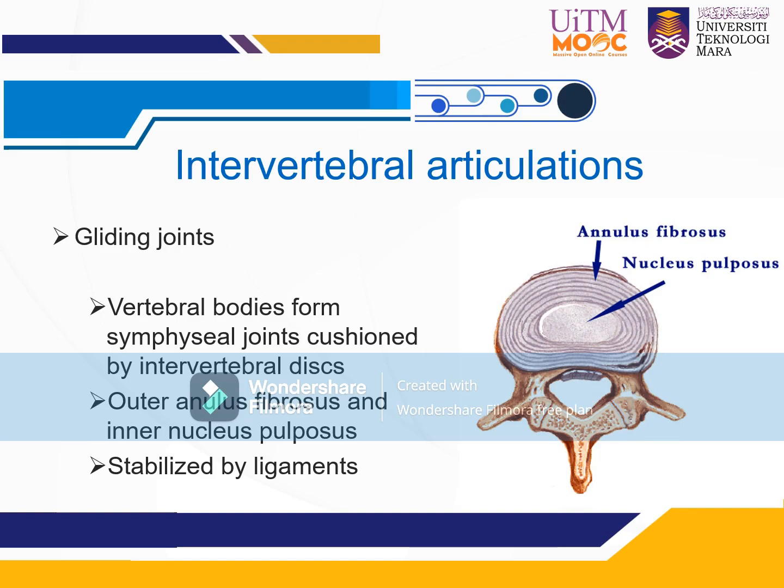Returning to the synovial joints, intervertebral articulation is one example of a gliding joint. In this intervertebral articulation, vertebral bodies form symphysial joints that are covered by intervertebral discs. The outer part of this articulation is known as the annulus fibrosus and the inner part is known as the nucleus pulposus. Not only that, it is stabilized by ligaments.